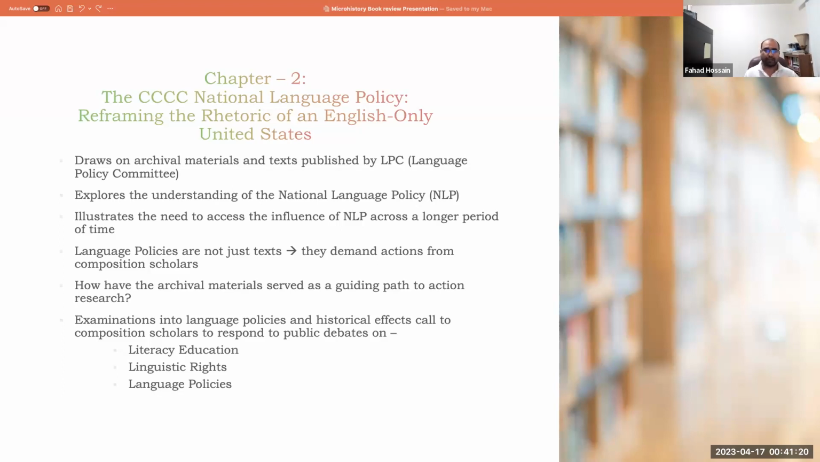And also there are some questions that he wants to explore, that is, how has the archival material served as a guiding path to action research. This is a great takeaway from this chapter. And also this chapter focuses on the three main things, which are literacy education, linguistic rights, and language policy.